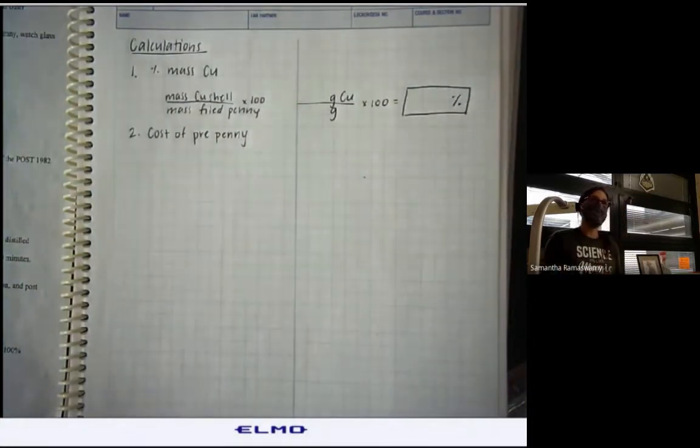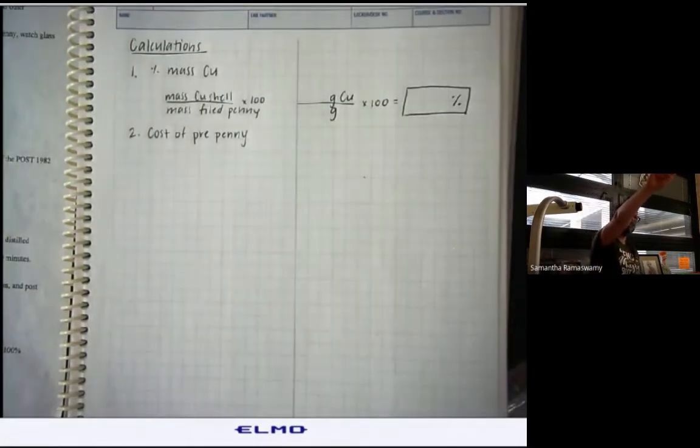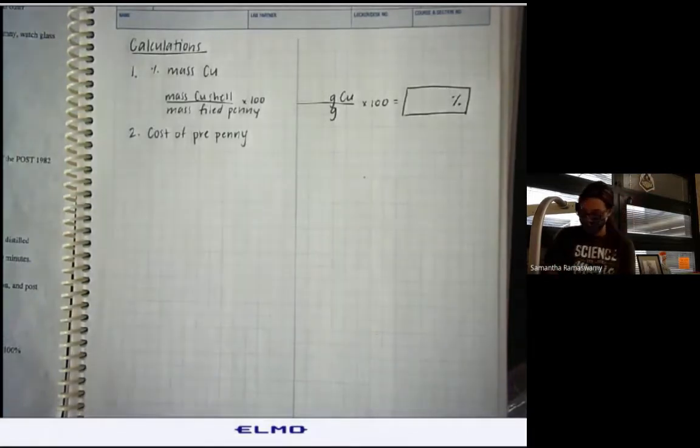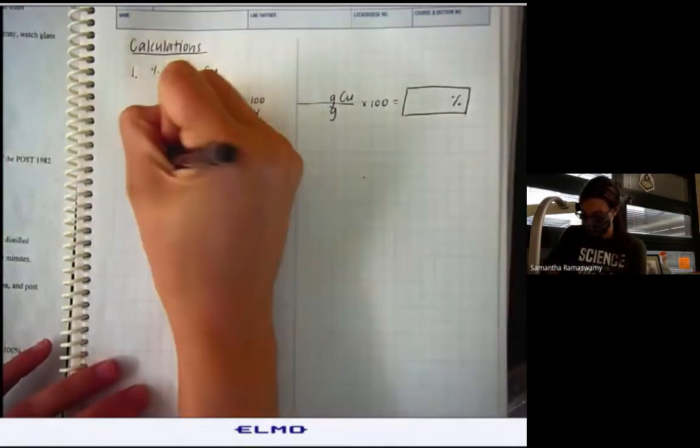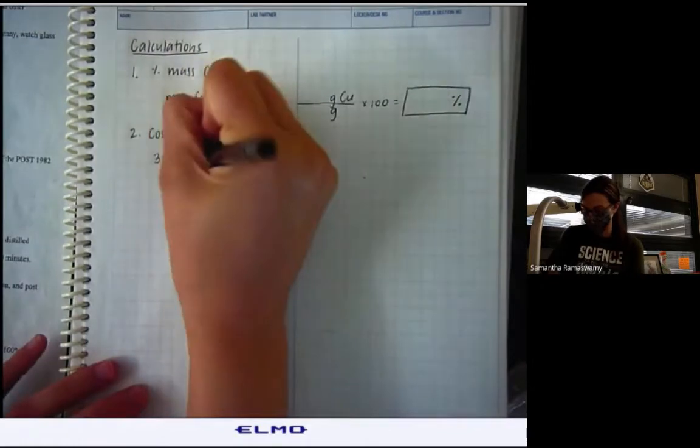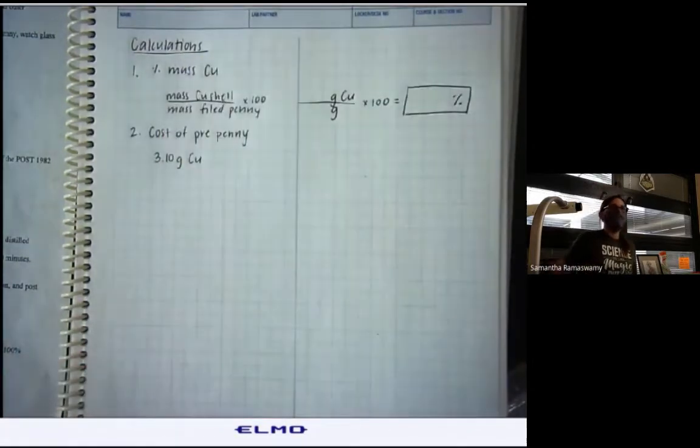So for everyone, I gave the mass of the pre-1982 penny. That's what's written on the board. So everyone's going to have the same calculation for this, so I can actually do this calculation with you. The mass of the pre-1982 penny was 3.10 grams. And it said to assume that the pre-penny is 100% copper. So we're making the assumption that all 3.1 grams of the pre-penny is copper.